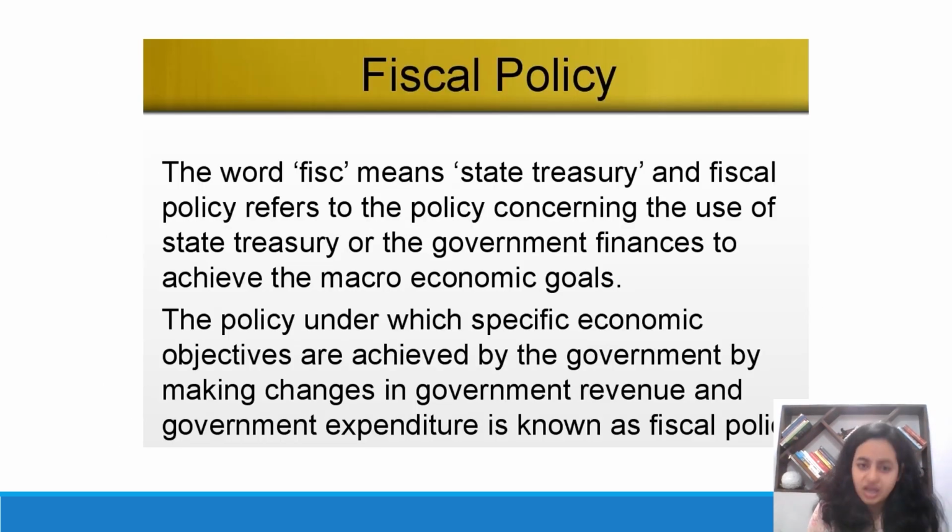Now let's discuss the other economic policy, fiscal policy. The word fisc means state treasury, and fiscal policy refers to the policy concerning the use of state treasury or the government finances to achieve the macroeconomic goals. The policy under which specific economic objectives are achieved by the government by making changes in government revenue and government expenditure is known as a fiscal policy.